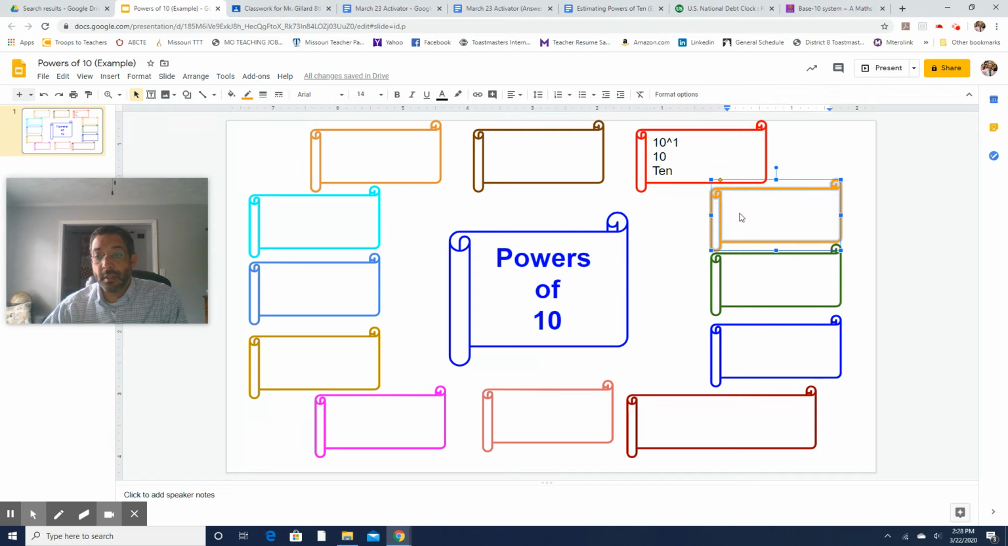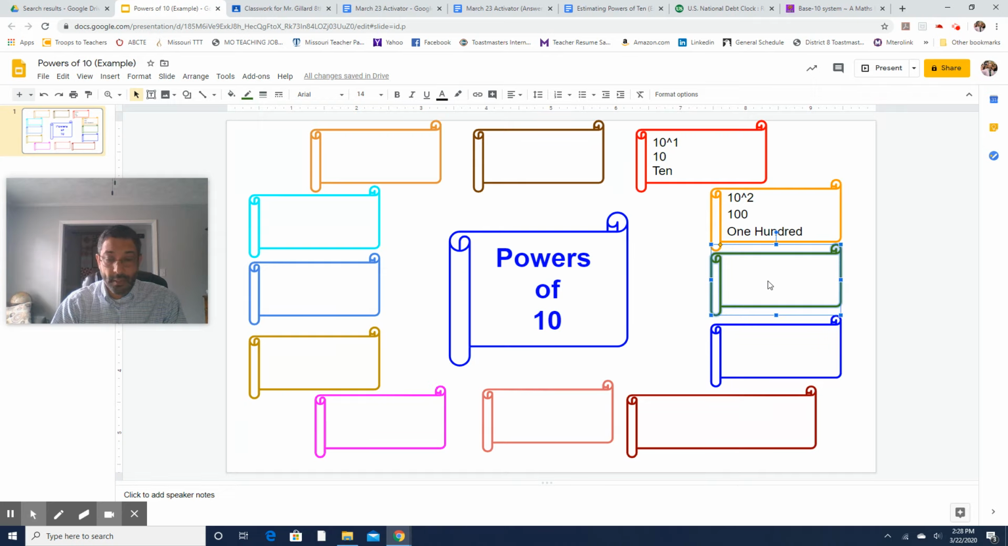So when I double click on my next, on my yellow block over here, I'm going to use 10 to the second power. So anything raised to the second power means that number times itself. So that's going to be 10 times 10, which is 100. And then I would write that as 100. Okay? Same thing here.